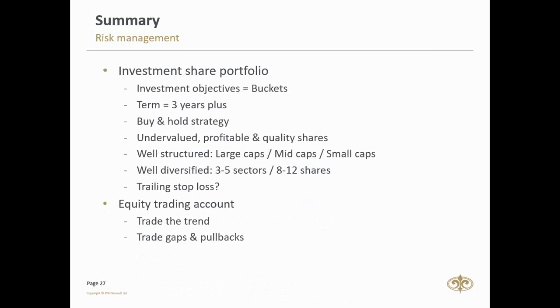We're talking about, as an investor, a term of 3 years plus, and ideally a 3-year buy and hold strategy. Undervalued profitable quality stocks would be your philosophy, and managing risk along the lines of structure, be it large caps, small caps, or mid caps, but quality is important there. Diversified, spreading my risk between 3 and 5 different sectors and across 8 to 12 different shares. And again, as I said, in a long-term portfolio, I've got a question mark over using a stop loss. You'd rather use diversification and asset allocation to manage risk there.